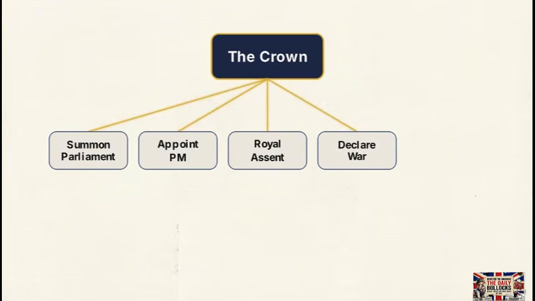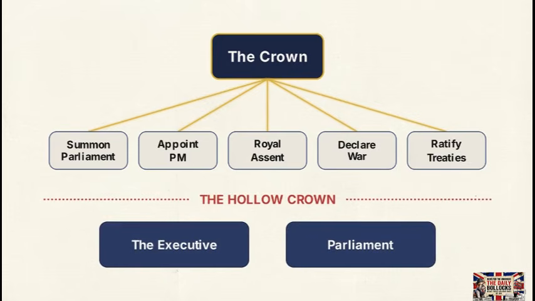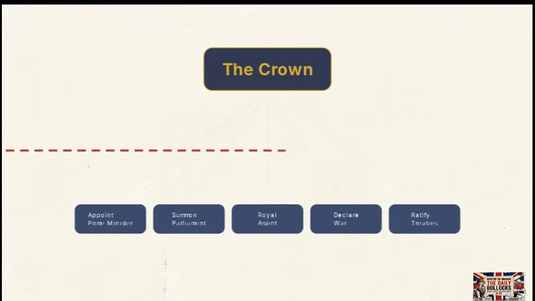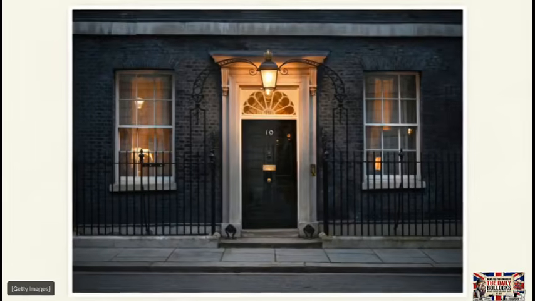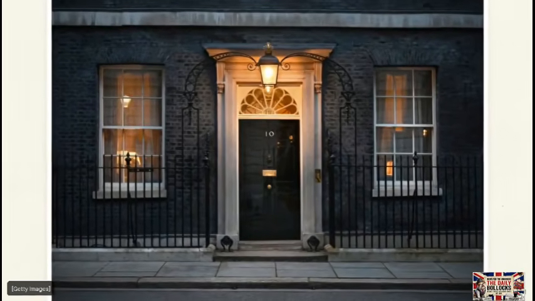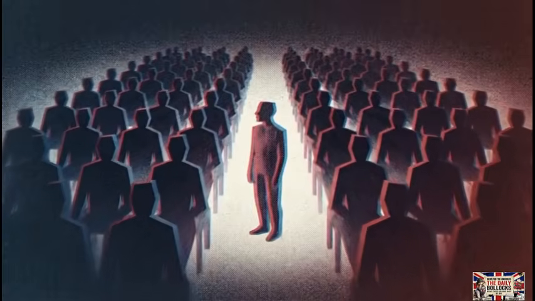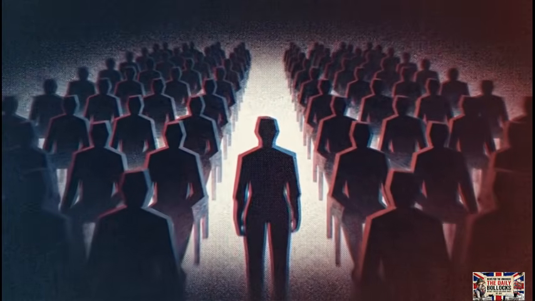A structural map of the state shows the Crown at the top. Lines of authority radiate to specific functions: summoning Parliament, appointing a Prime Minister, granting royal assent, declaring war, and ratifying treaties. Beneath these sit the nodes for Parliament and the executive branch. The executive branch still operates using the Crown's authority, which creates the appearance of monarchical power. The stability of this democratic republic relies on keeping the dignified Crown node severed from true mechanical power.